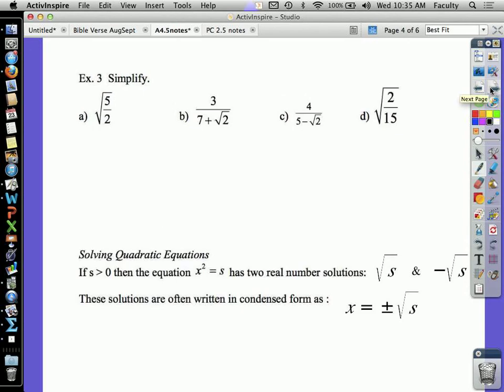So let's look at example 3. The first thing I'm going to do in letter A is I'm going to use the quotient property and make it square root 5 divided by square root 2. Well, okay, because we can't have a fraction under the radical. The second problem is we cannot have a radical in the denominator. Now, this does not require a conjugate, though, because I don't have a sum or a difference. So you just need to multiply by square root 2, because what's square root 2 times square root 2? 2. It's square root 4, which is 2. So my numerator, though, is square root 10.